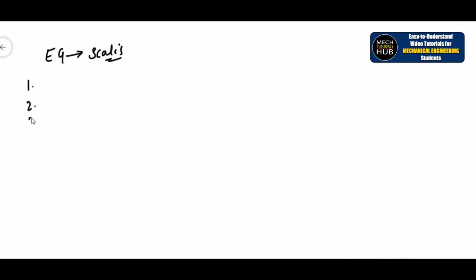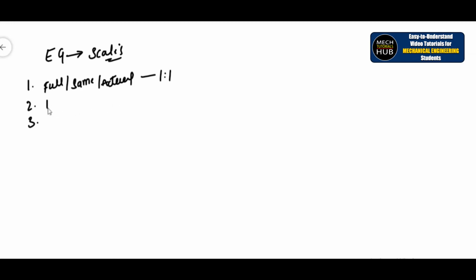Now coming to scales, they are of three different types. Number one, you can call it a full scale, or else you can call it the same scale. In some cases it can also be called the actual scale, okay, and that is represented with a 1:1 ratio. I'll tell you what exactly 1:1 means.